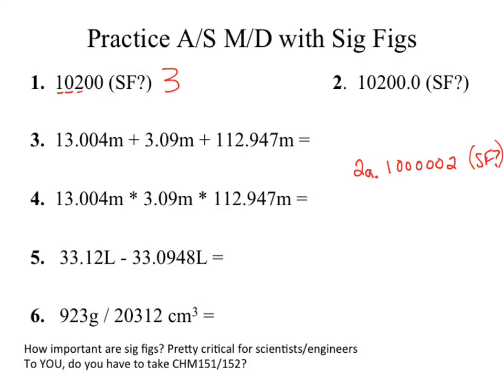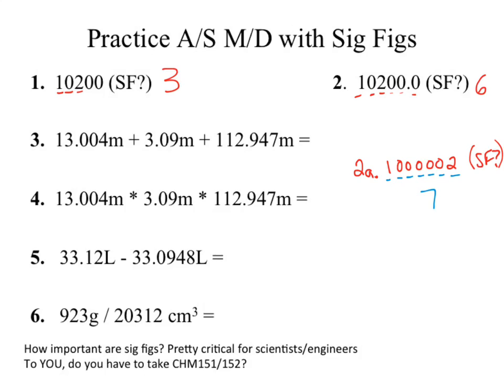2, how many sig figs? 6. Every single one of these sig figs counts, and we end up with 6, because with that decimal, as long as we have a sig fig in front of it, we can count it. 2a, how many sig figs? 3. 1, 2, 3, 4, 5, 6, 7 sig figs.